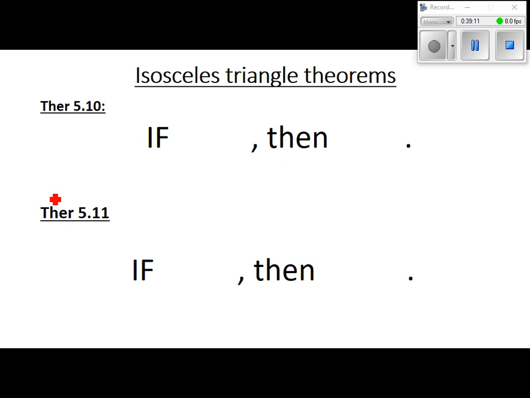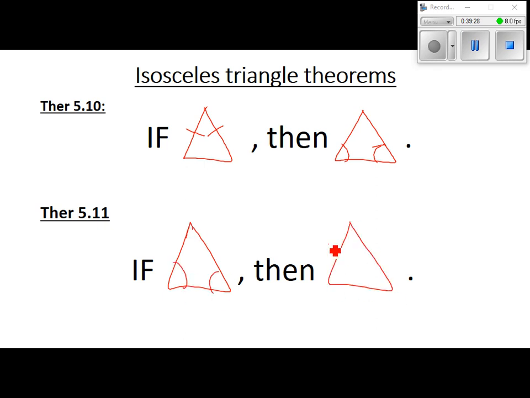Next one, we're just going to fill this in. I know we filled this in a few times. If 2 sides in a triangle are congruent, then the angles across from those sides have to be congruent. And then the converse of that says if 2 angles in any triangle are congruent, then the sides across from those angles are congruent. So just fill in those. We've written them down a few times.